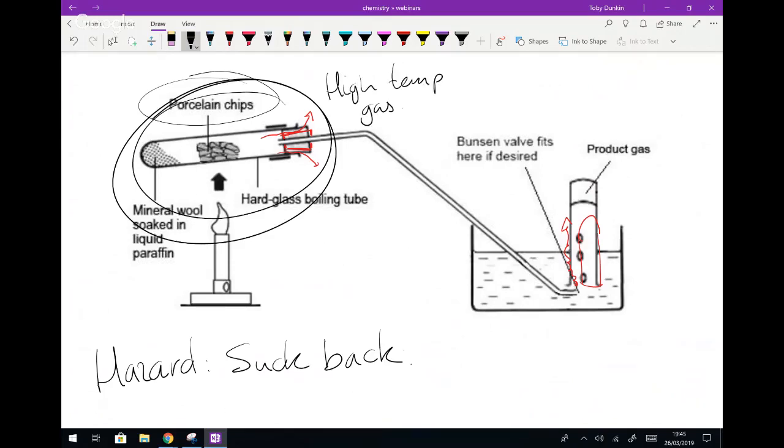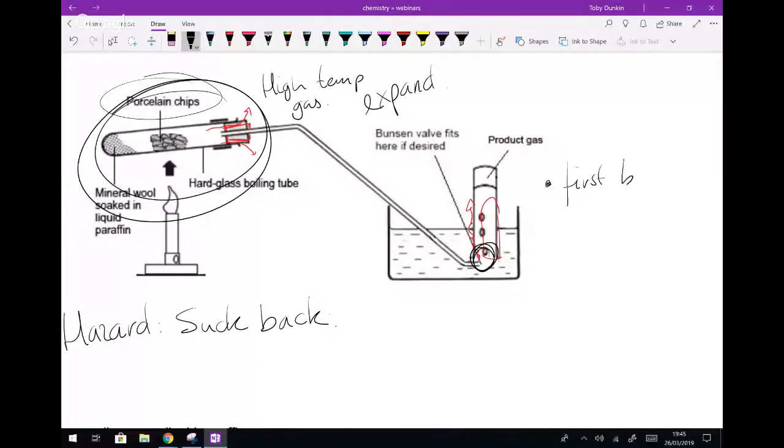Now, gases at high temperatures, when you raise their temperature, they will expand. And this question has also been asked: why don't you collect the gas for the first 2 minutes? Because the first gas that's going to bubble up is going to be air. First bubbles produced are air.